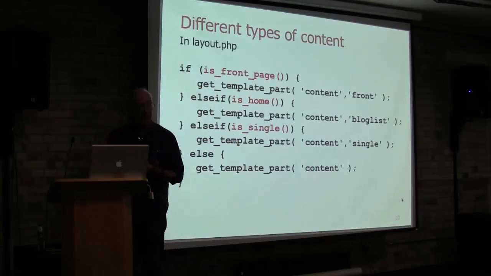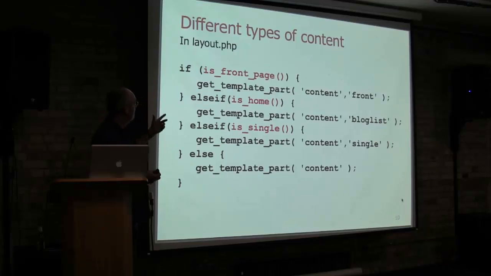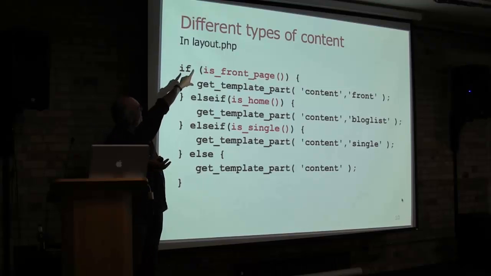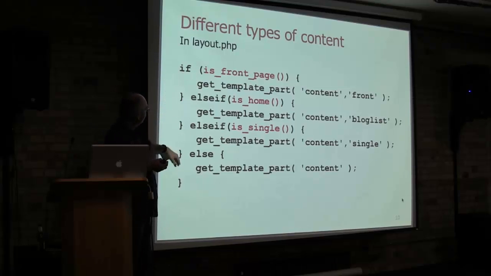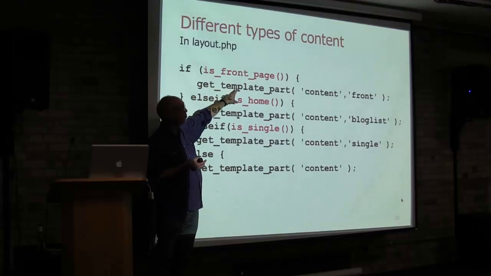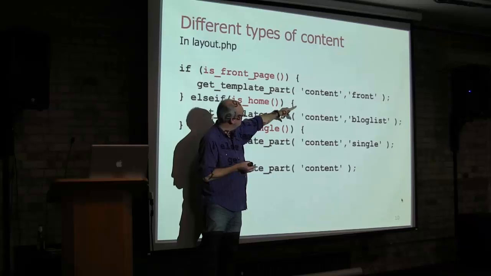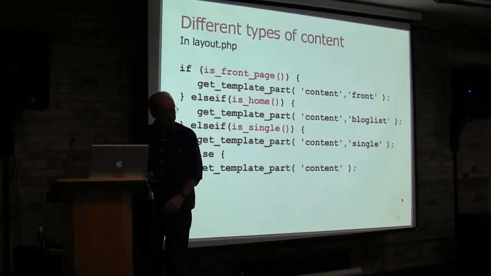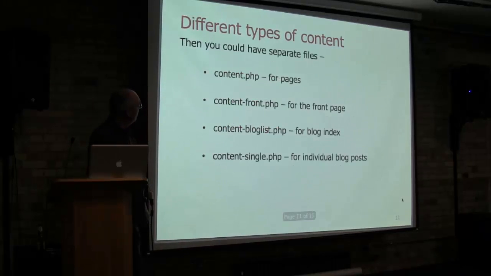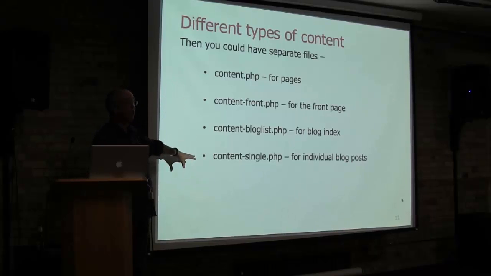You've potentially got a new front page, you've got a blog index page, and you've got an individual blog post. And so in the layout.php file, you can do these tests using standard WordPress functions, and then you can pull in the different treatments for the content that way. And so with that example that I just showed you, you'd end up with these 4 files which deal with the different sorts of content that you've got going.